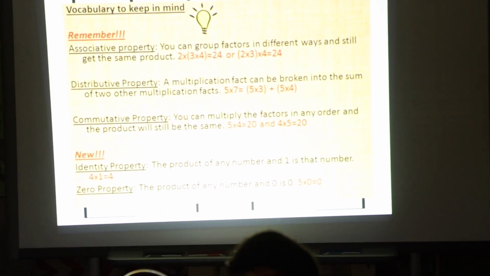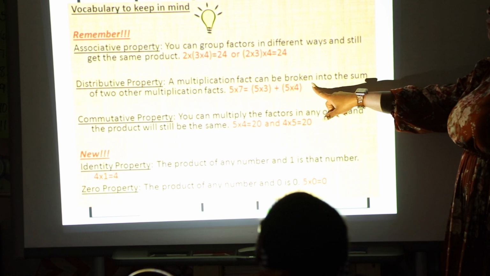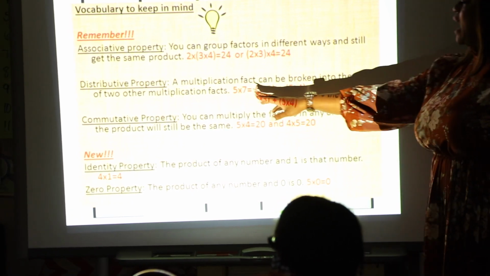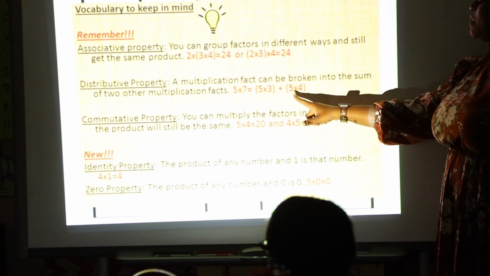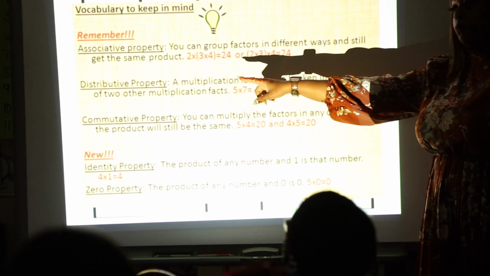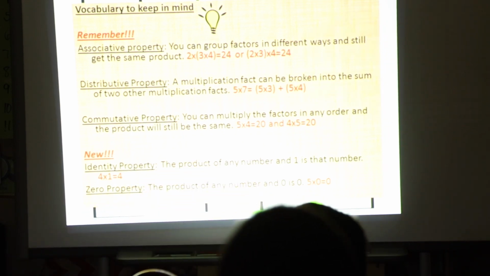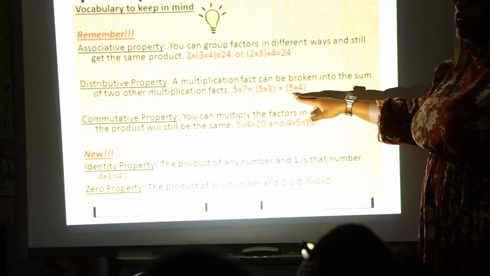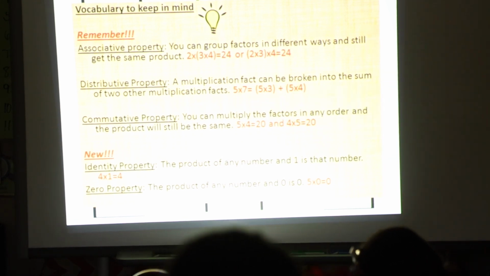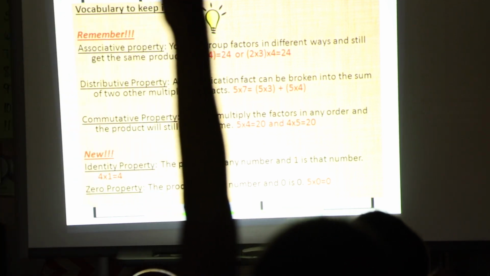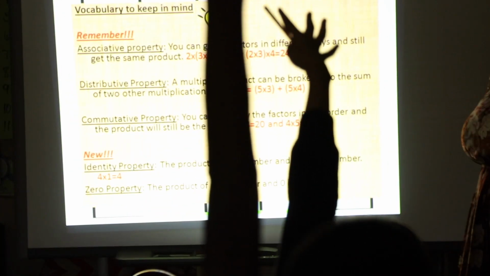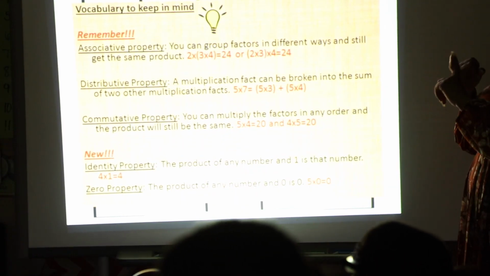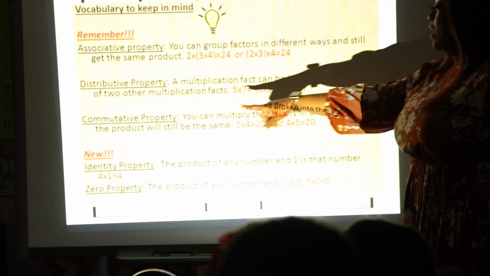And then we had the distributive property. A multiplication fact can be broken into the sum of 2 other multiplication facts. For example, 5 times 7 equals 5 times 3 plus 5 times 4. Where else do we see the distributive property? Well, we've got a multiplication fact plus another multiplication fact. Jemiah? Area. What kind of area though? Not just any old plain area, Skylar. Rectilinear area, because we do length times width plus length times width. All right, then we've got the commutative property.